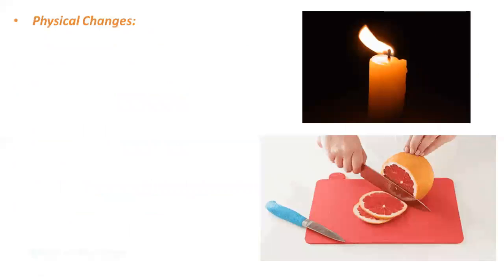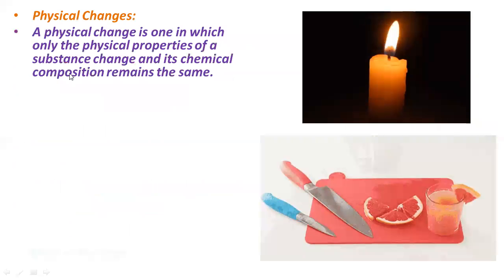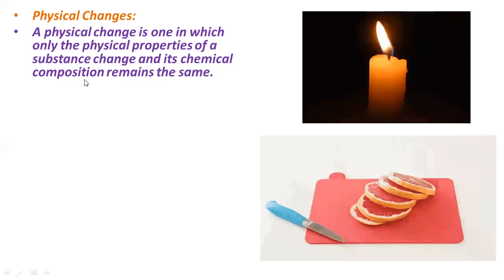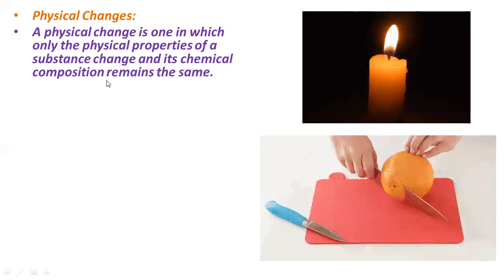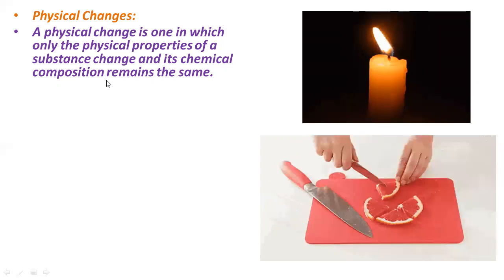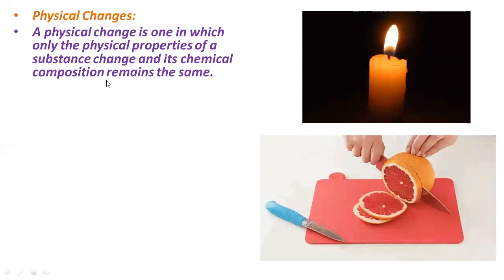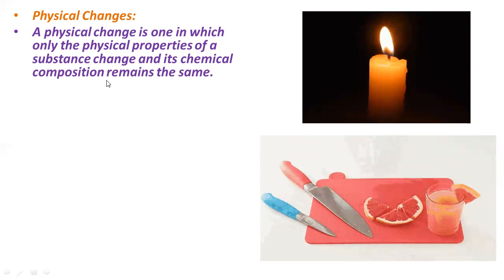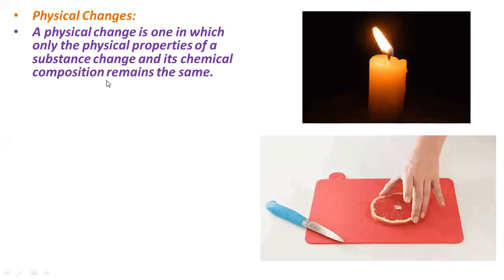What are physical changes? A physical change is one in which only the physical properties of a substance change and its chemical composition remains the same. Chemical composition means that the chemical formula or the chemicals from which that compound is formed, it remains same. Only the state of that substance changes. States I told you means from solid to liquid, or from liquid to gas, or even from gas into liquid or in solid. These are the physical changes, and their properties and their chemical composition remains the same.